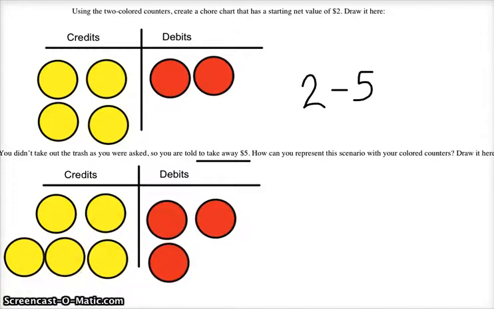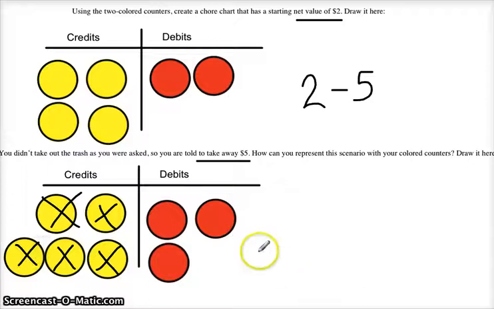Line them up, and now I have 5 credits and 3 debits. I still have this net value of +2, but I'm going to take away these 5 credits. And that leaves me with the result of -3. So 2 minus 5 is -3.